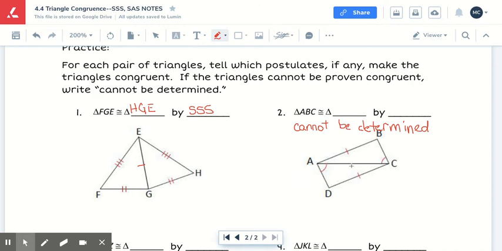With the second one, we have that same sort of situation going on here. We do have a shared side between the two triangles that are given. However, the other side that we know is congruent from one triangle to the other is not an adjacent side to the angle that is given. So this is not side angle side. This one includes two sides, but it does not have the included angle listed as congruent. So for this one, it cannot be determined that these two triangles are congruent.